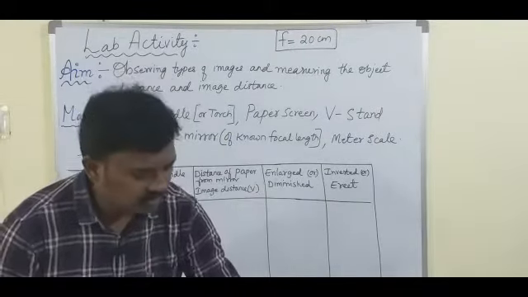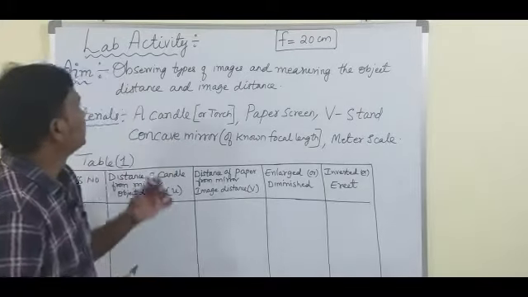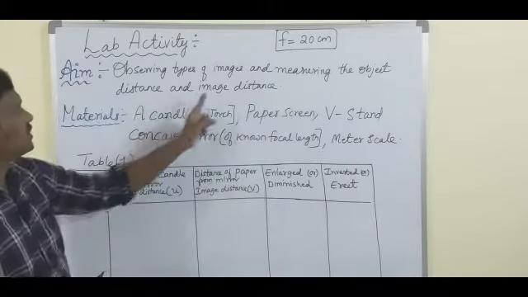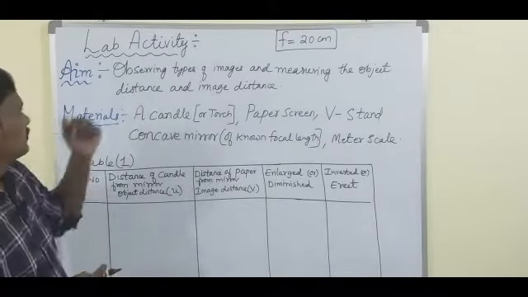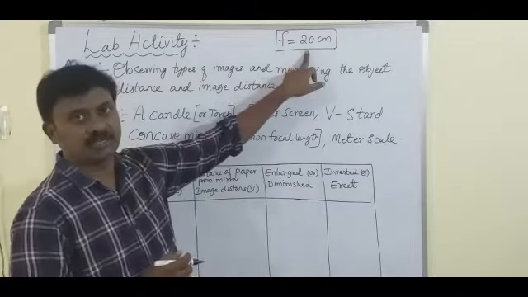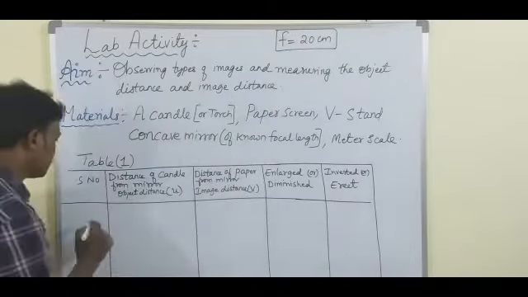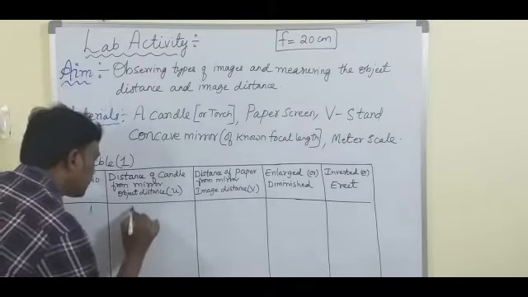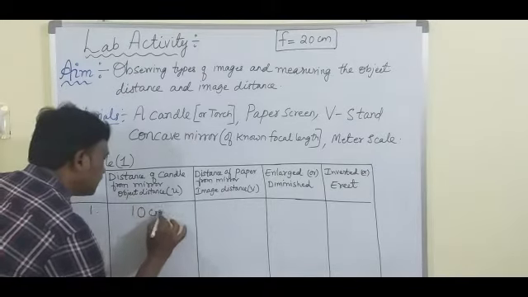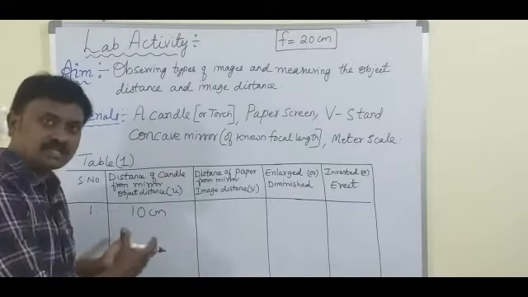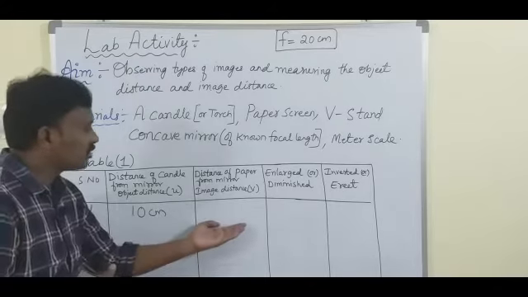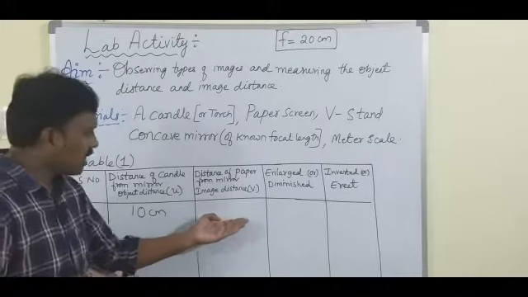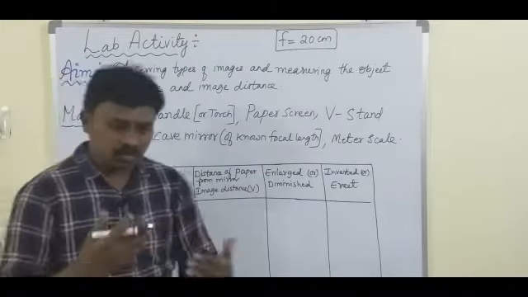Now what we are going to do is, the activity is just to observe the types of images and measure the object distance and image distance. Okay, so already the f is 20 centimeters. So what I am going to do is that first, the object distance I am going to take as 10 centimeters, and then when I place it at 10 centimeters, I am going to find out the image distance, at which point I am going to get the image, and then I have to measure that. We are going to do that activity now.